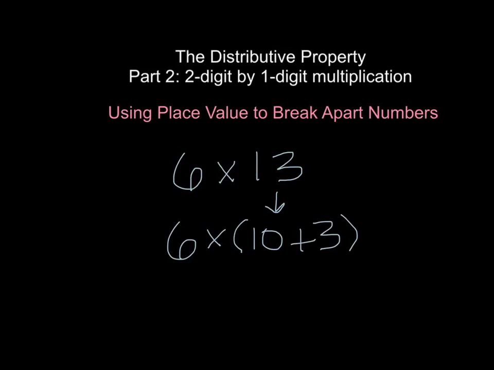This is video number 2 in the series on distributive property. And in this video, we're going to look at how we can use place value to break apart numbers when we multiply. So let's use that problem that I had placed on the front screen, 6 groups of 13. And we're going to think of 13 in its expanded form.